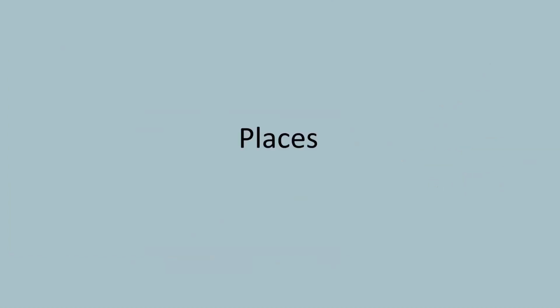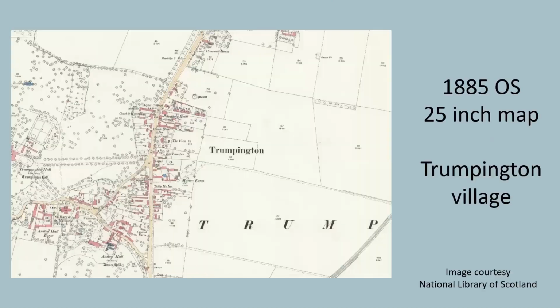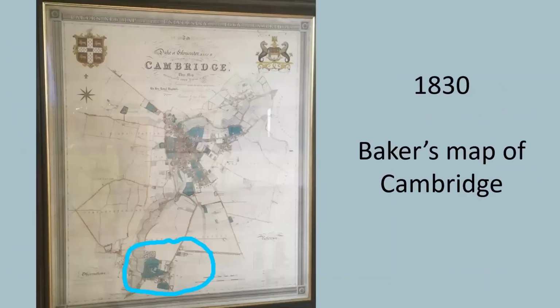And that brings us to places. Sources for places include Ordnance Survey maps. For example, this 1885 25 inches to the mile map from the National Library of Scotland website. Richard Baker produced a map of Cambridge in 1830, and Trumpington just gets squeezed in at the bottom of that. This particular print hangs on the wall of Trumpington Village Hall.